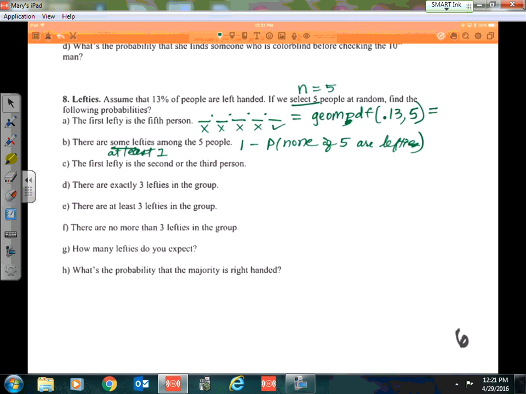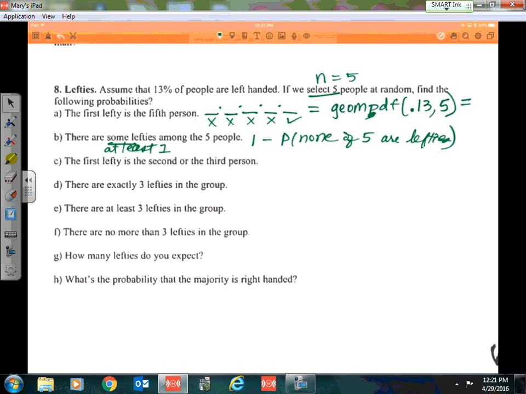No, at least one. It can be one or more than one, right? Or more than one. There's some, yeah. I guess we're not going to do at least 2. We're going to just call that at least 1.